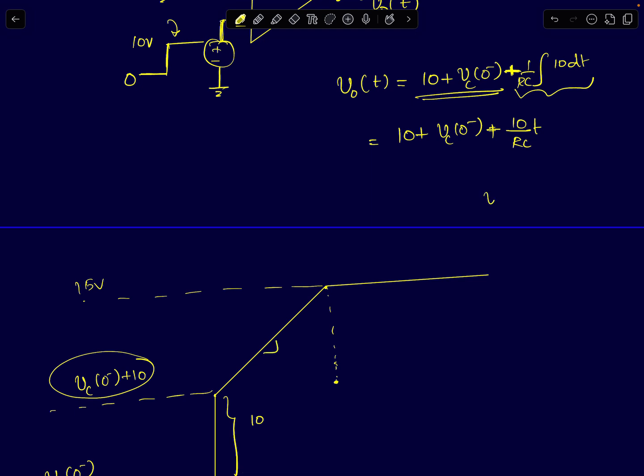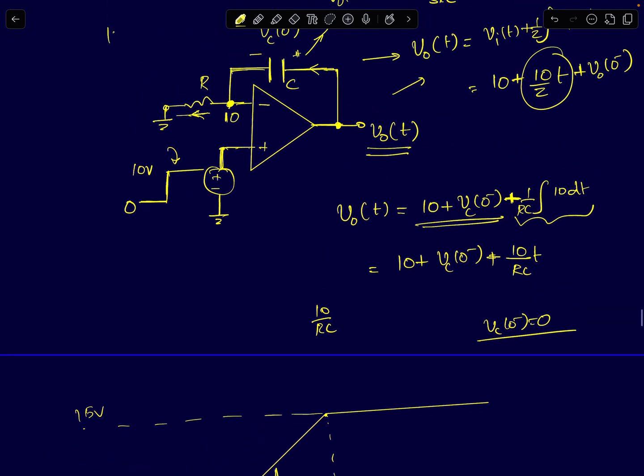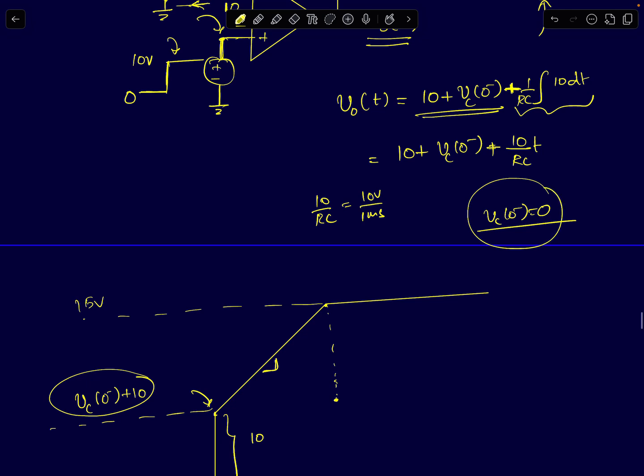For example, let's assume Vc of 0 minus is 0. The output voltage starts at 10 volts and starts increasing linearly with a slope of 10 by RC. That slope is determined by the input step voltage. It will be 10 upon RC. I have written this expression as 10 by tau, which is 10 volts in 1 millisecond. So if I assume zero initial condition on the cap, the output voltage starts off at 10 and increases with a slope of 10 volts in a millisecond.